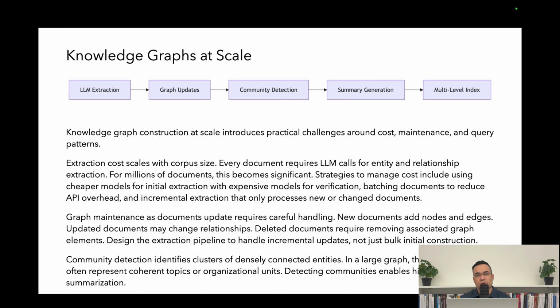Graph maintenance as documents update requires careful handling. New documents add nodes and edges. Updated documents may change relationships. Deleted documents require removing the associated graph elements.